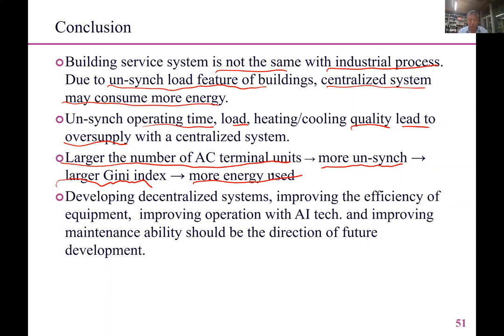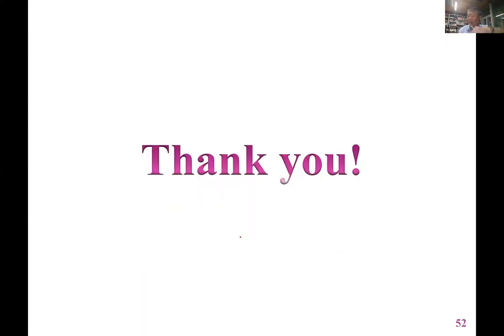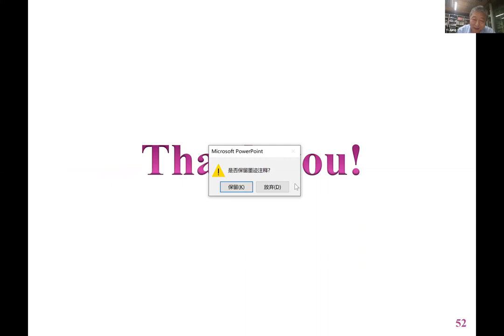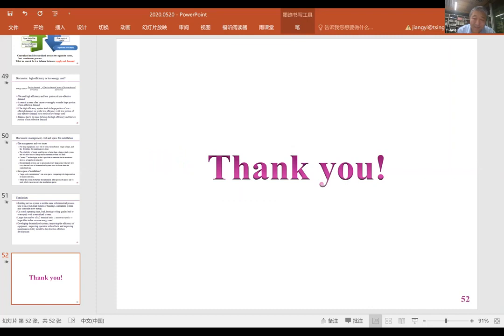So what we should do is to try to develop a decentralized system, improve the efficiency of the equipment, improve the operation with maybe AI technology, and improve the maintenance ability, so that this maybe should be the direction of the future development. I think, thank you very much. That's my talk. I can switch off. Thank you so much.